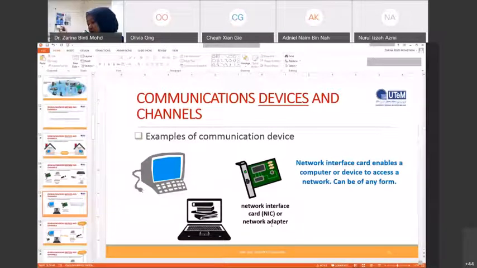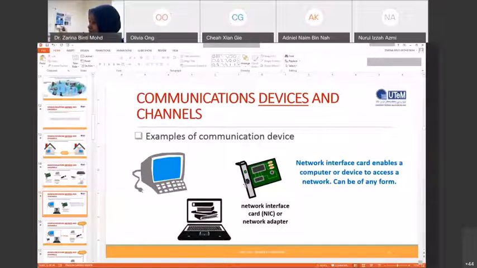If we are looking at our computer, the network interface card is just like an adapter card that will be put into one of the slots in our motherboard. At the rear part of our system unit, at the expansion slot, we can plug in our LAN cable. That is the port that we plug our LAN cable into.